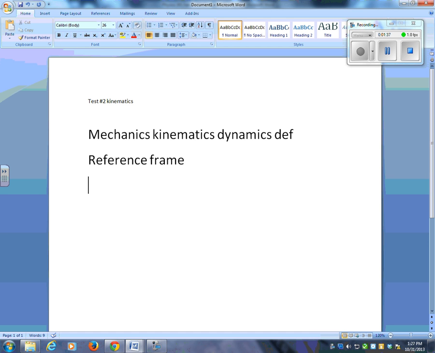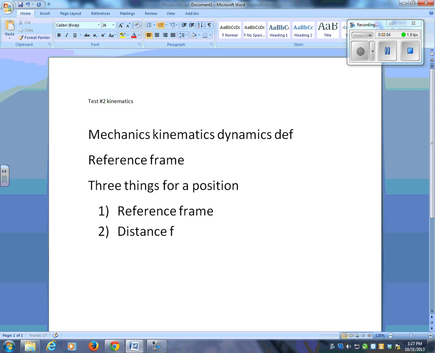Again, I talked about frame of reference, distance, and the 3 things you need for a position. You should probably put that one down. 3 things for a position. Everybody remember what they are? Reference frame, direction, and distance from the reference frame or the origin. What were they? Reference frame, distance from reference frame, and what was the last one? Direction.